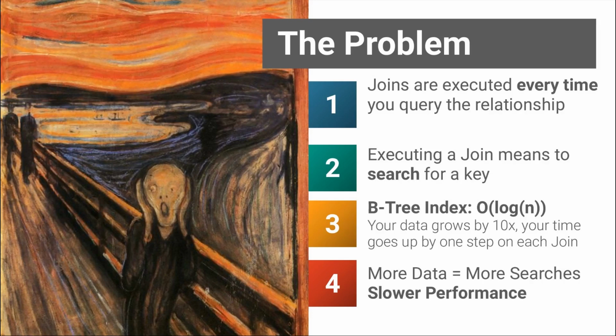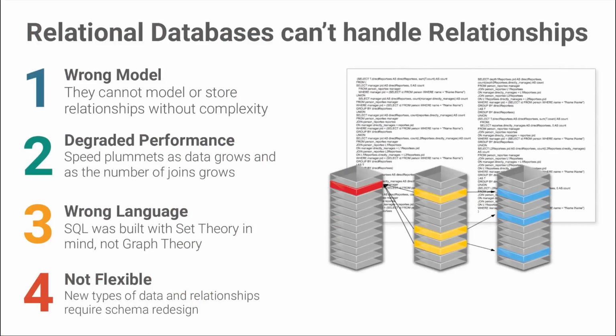So typically you have a skip list or a B tree index, which is a wonderful data structure. It's a log n data structure, which means as your data grows by 10, you only go up one step. But as your data gets big and you end up with 1 million, 10 million, 100 million records, things start to slow down more and more and more. And with this slowdown, you get this terrible performance, and people look for alternatives. So we say relational databases can't handle relationships because of these reasons. The wrong model, they have this degraded performance, the wrong language, and they're not very flexible.